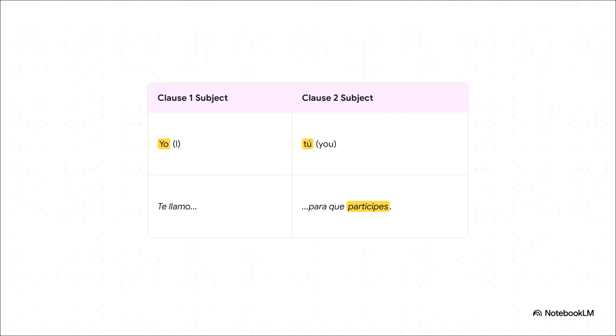Let's break this down so you can really see it. The first part is te llamo, I call you. Who's the subject? I am. Simple enough. Then comes our connector, para qué. Now look at what comes next. Tú participes, so that you participate. See that switch? The subject went from I to you. And because the subject changed, that verb participar has to become participes in the subjunctive. That's the whole game right there.